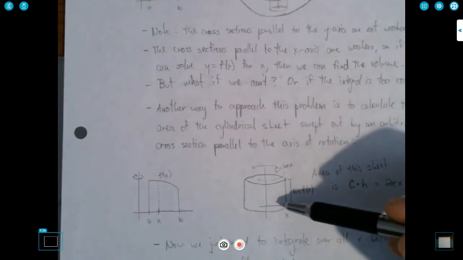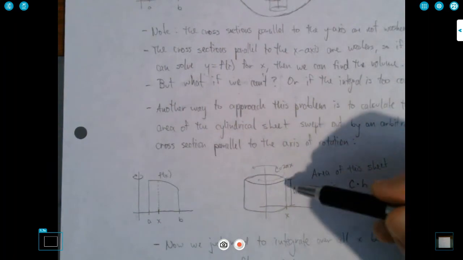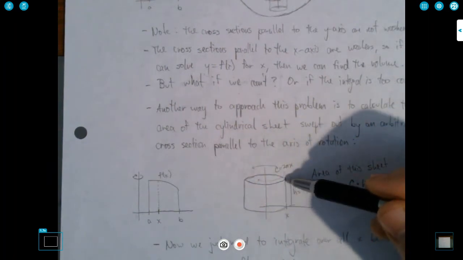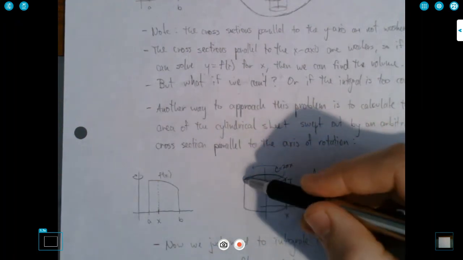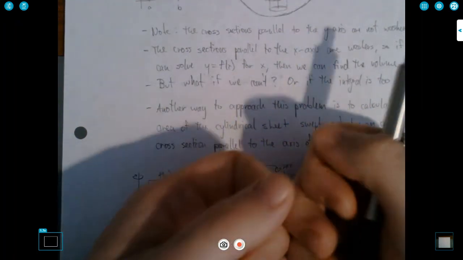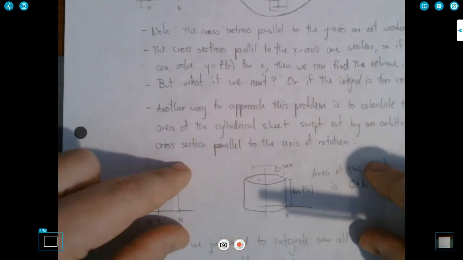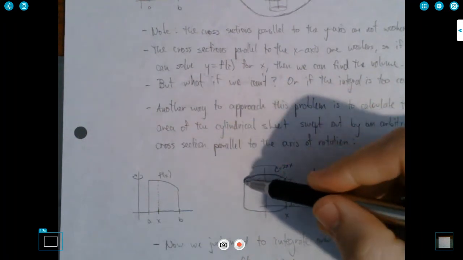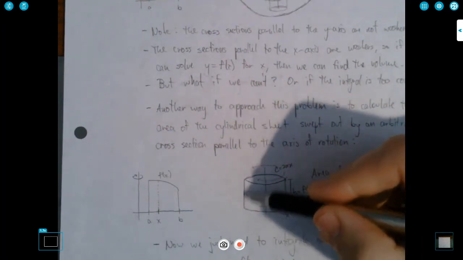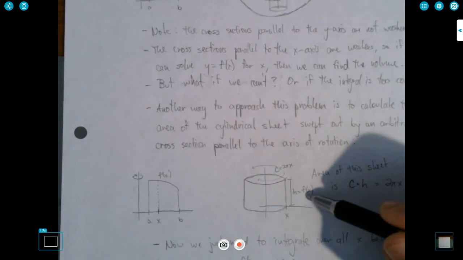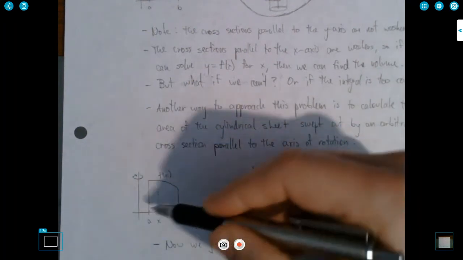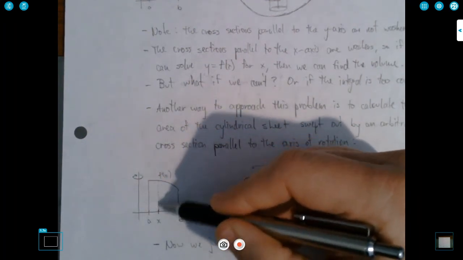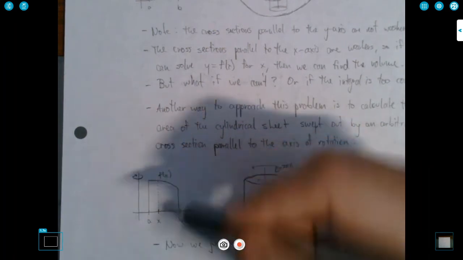Now, when I say we could calculate the area of the cylinder, what I mean is that this is just a little tiny sheet, right? And if you imagine cutting it along this line and then unfolding it, what you would get is a rectangle. The height of the rectangle, well, that would be the function value. So the height of the rectangle is this thing right here. That's f of x.